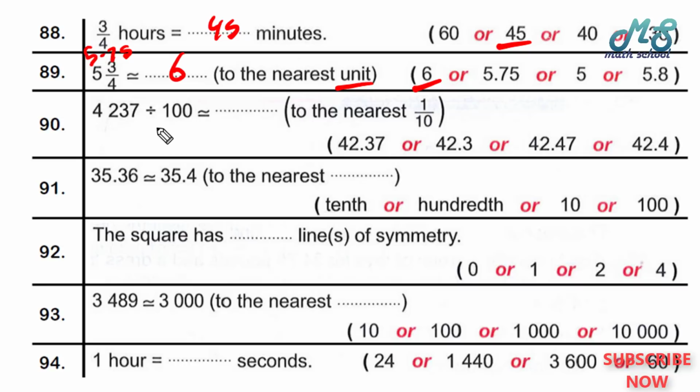4237 divided by 100. Mister, just insert the decimal point after 2 digits from the right. So my answer will be 42.37. 42.37, so what I have is the first choice.